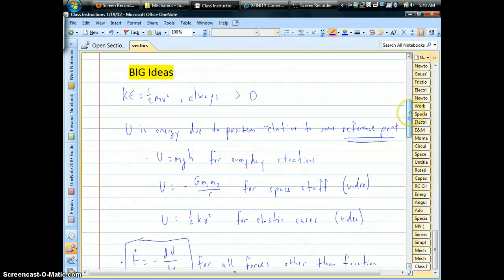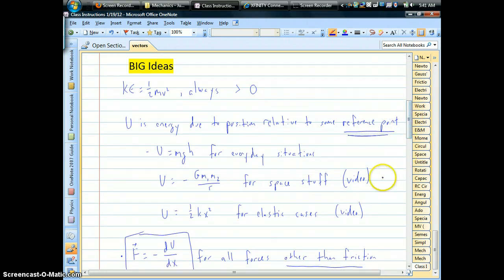So the 3 main types that we use for everyday situations, just lifting things, roller coasters, whatever, is MGH. That's an approximation though, because when you talk big distances, gravity changes. So technically, to do gravity right, we've got this funny negative energy, negative GMm over r. That came when we did an integral, an antiderivative of our gravitational force. There is a video on the blog for that. I won't go into details here.